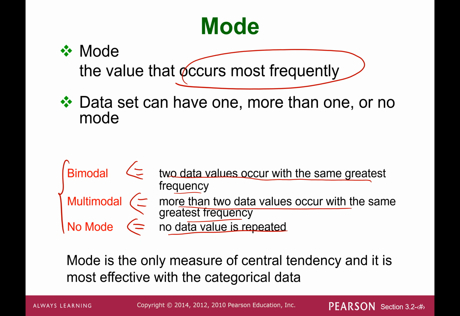Okay. And mode is only one measure of the central tendency, and it's most effective with categorical data. So when we have categorical data, mode becomes the only measurement we can use to capture the center, because we wouldn't be able to find a mean or median for categorical data.